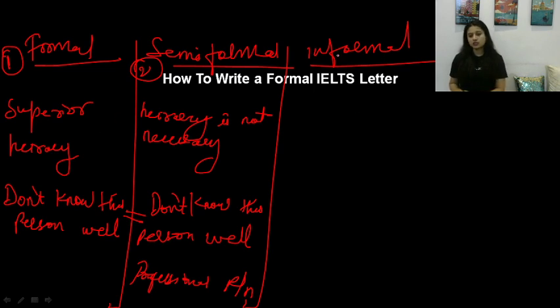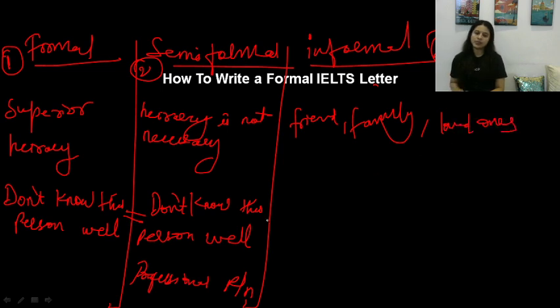Now the last one, the third category, the easiest one is informal letter. Now you write an informal letter to your friend, family, or your loved ones. In this kind of letter, the informal letter, you know the person very well.